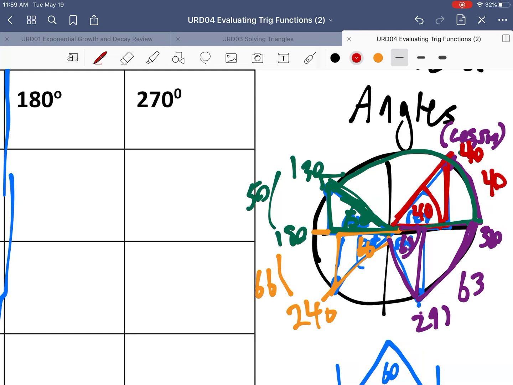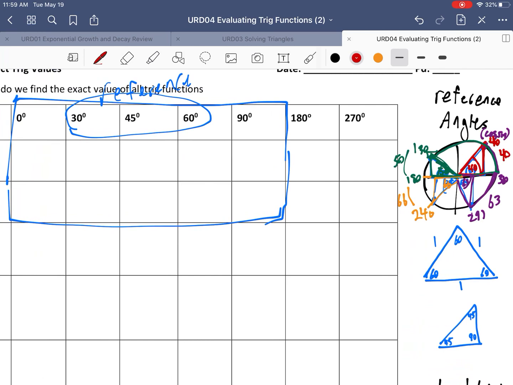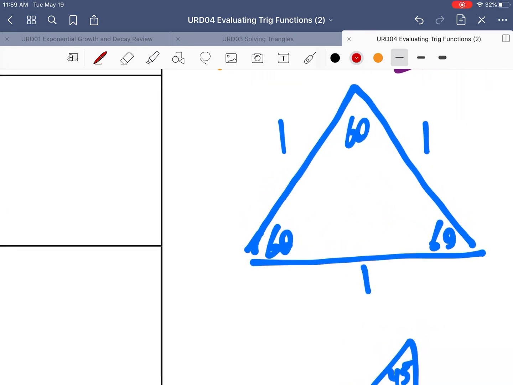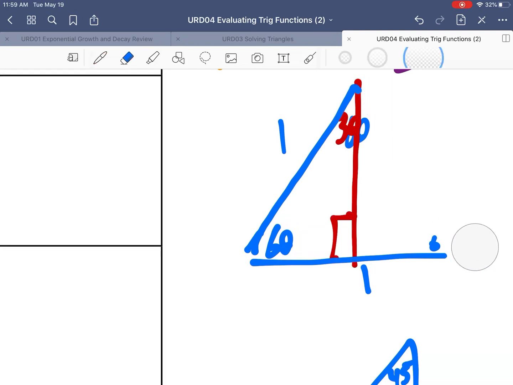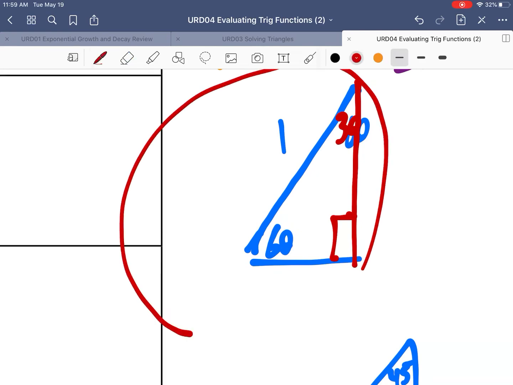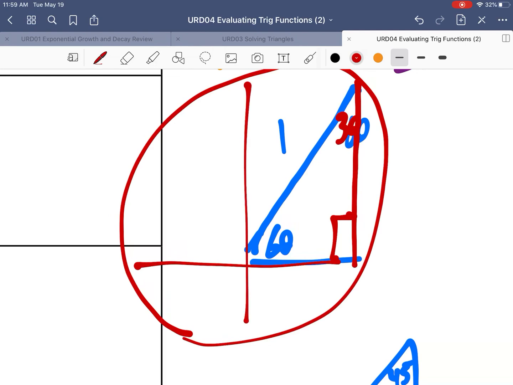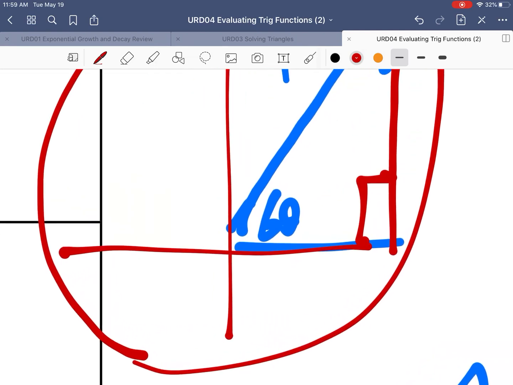But there are some common values for our tables we need to know, which are from 30, 45, and 60. So we're going to come up with those numbers now. There's two ways to do it. One way is more exact as to where it comes from. If we start with an equilateral triangle with all three sides measuring 1, we can split this into a 30, 60, 90 right triangle. I'm actually going to erase this side of the triangle, and I'm going to draw the unit circle around this triangle. So I've left the hypotenuse as 1.